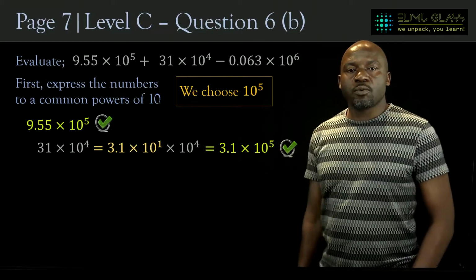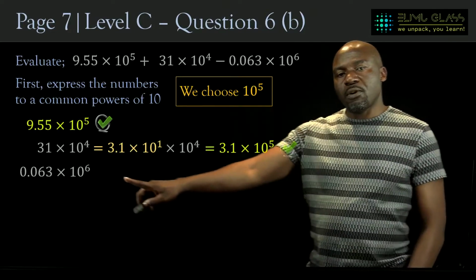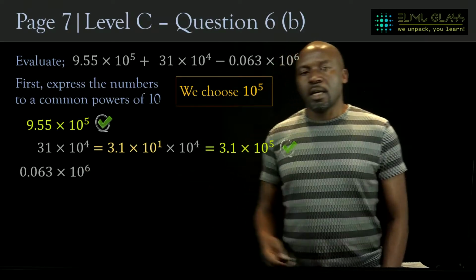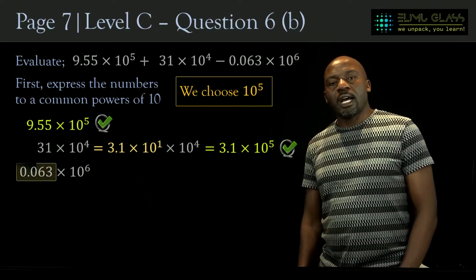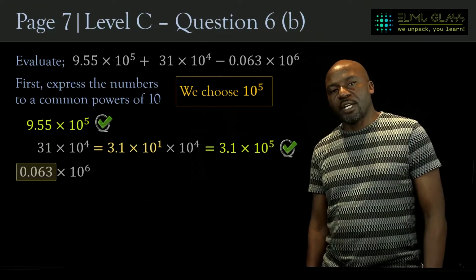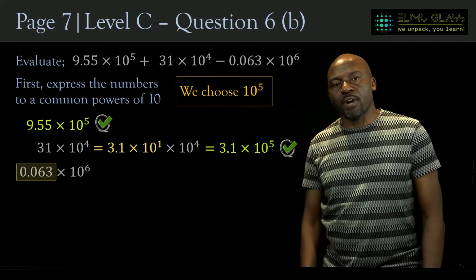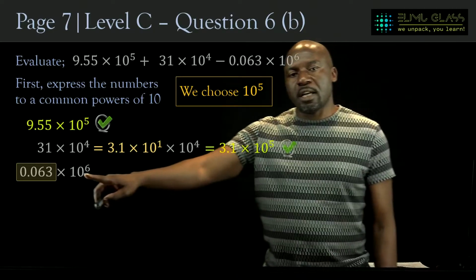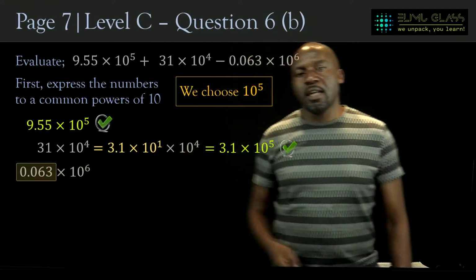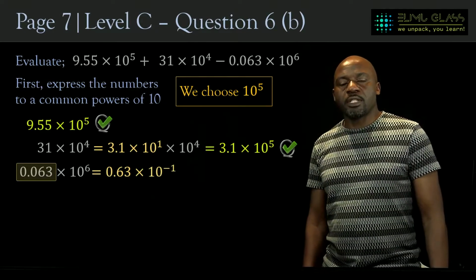All right. Now we go to the last one. The last number there, 0.063 times 10 power 6. What I'm looking for is a 10 power 5. So I need to subtract a 10 power 1 there. To do that, I have to write the 0.063. If I'm going to have a 10 power negative 1, so we need 10 power negative 1 to reduce that to power 5. So if I'm going to get a 10 power negative 1, then I have to move this decimal point back one step. So I'm going to write this, not in scientific notation, but as 0.63 times 10 power negative 1.